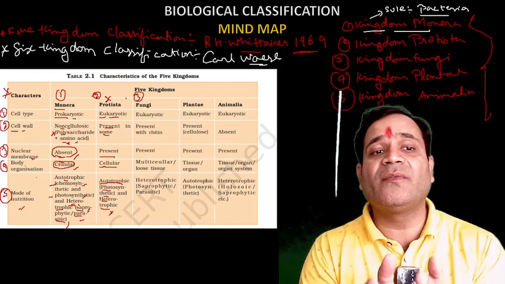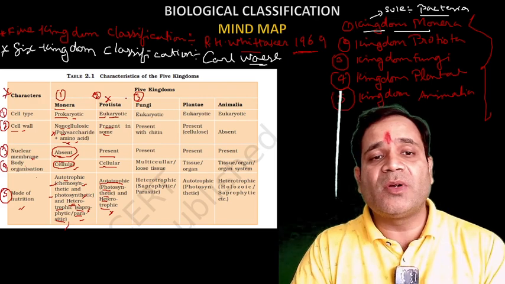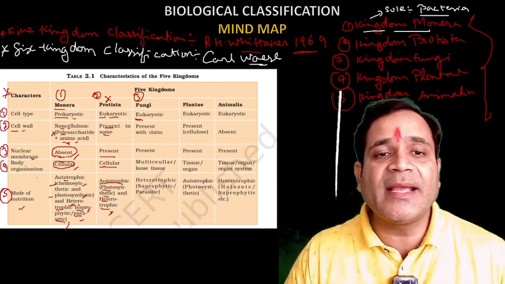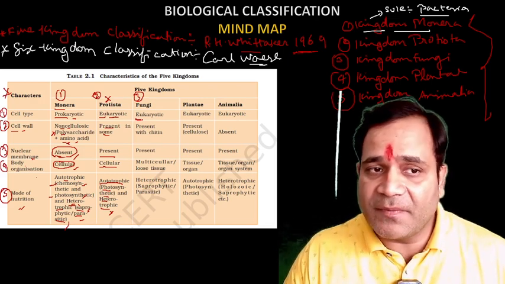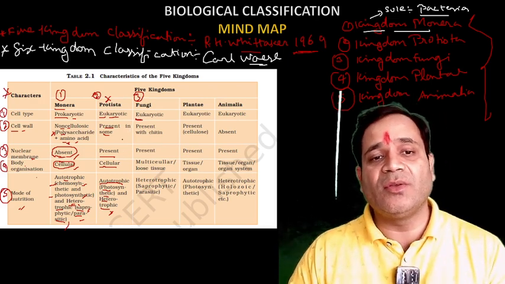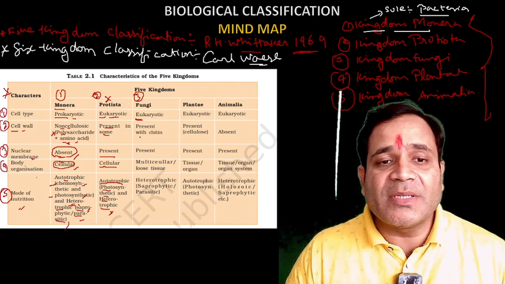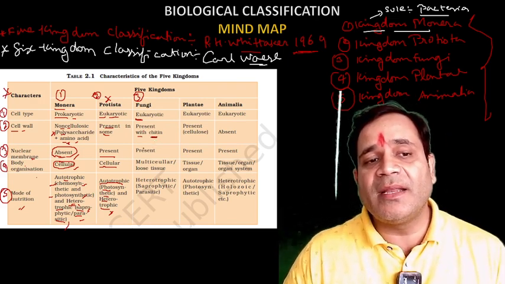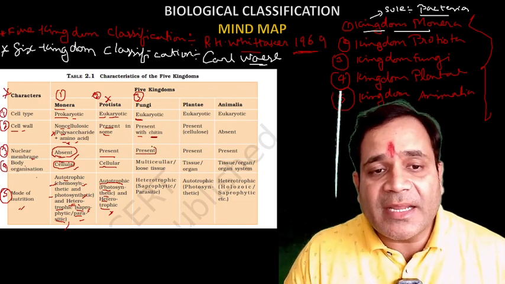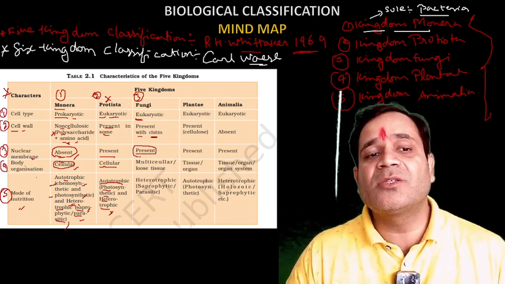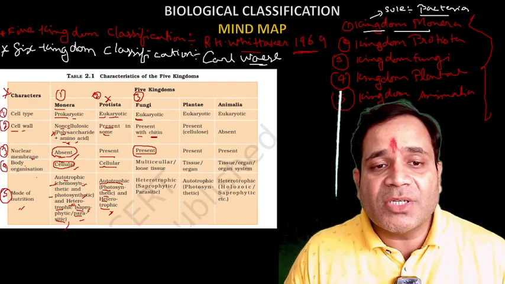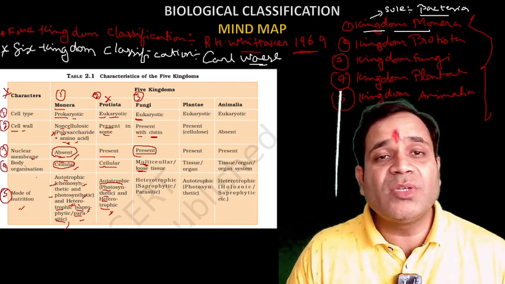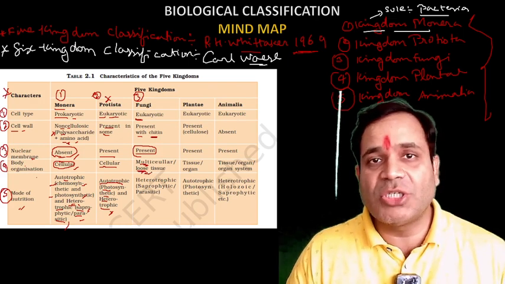Let's see about fungi. The cell type is eukaryotic. The cell wall is present and is made of chitin. The nuclear membrane is also present. Body organization is multicellular, but the tissue is not tightly packed; they have loose tissue.